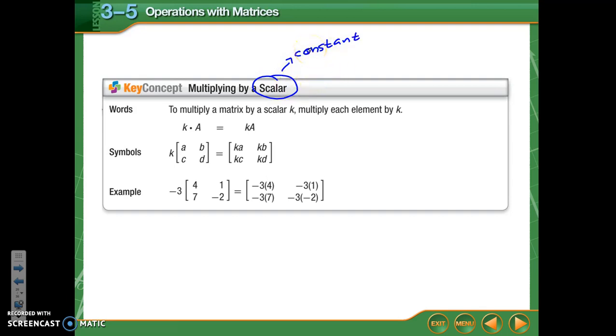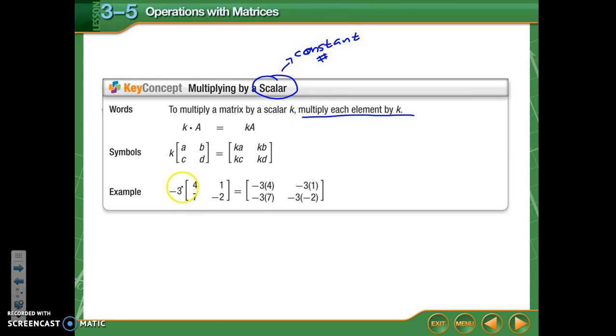So a scalar is just a number. So we're not talking about multiplying a matrix times a matrix. I'm talking about multiplying a number, k, times a matrix. Super easy. It's basically like the distributive property. The scalar, or the number k, times this matrix, I just multiply each element by my scalar.